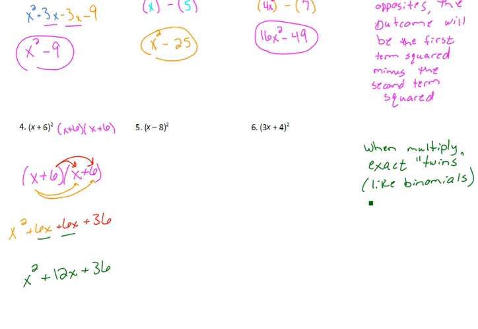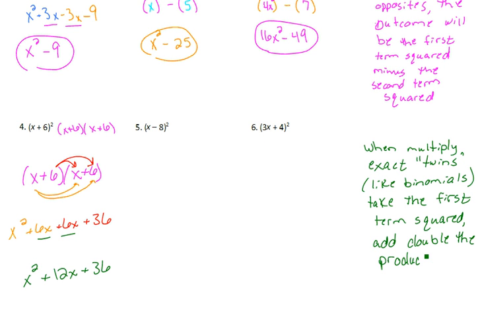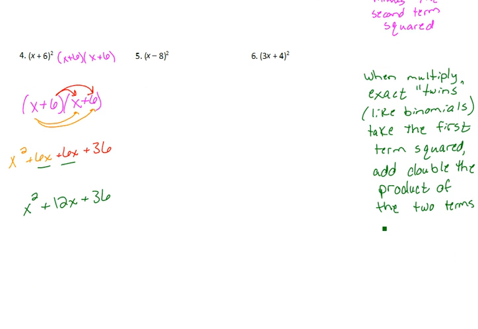you're going to take the first term squared, add double the product of the two terms, and I'm going to explain this in just a minute, and add the second term squared.